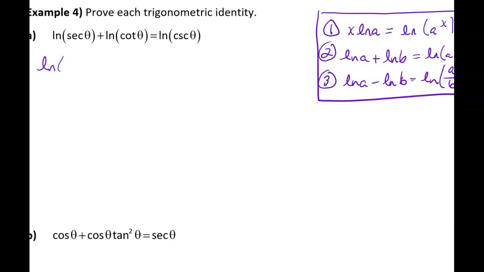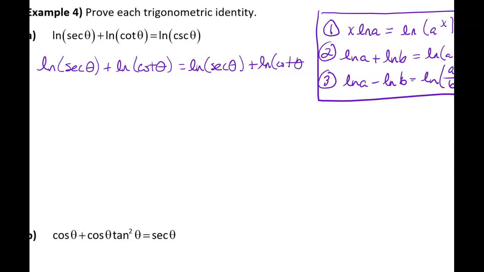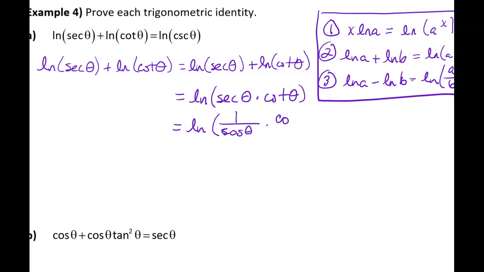So I'm going to start with natural log of the secant of theta plus the natural log of cotangent of theta is equal to itself. And then we'll work on the right side. Natural log of a plus the natural log of b is equal to the natural log of a times b. And then inside of the natural log, we can change that secant into 1 over cosine and the cotangent into cosine over sine.